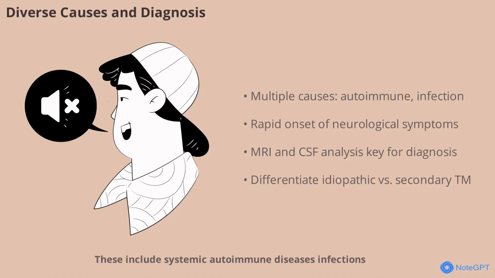Recent research highlights that acute transverse myelitis, ATM, is not a single disease, but rather a syndrome with many possible causes. These include systemic autoimmune diseases, infections, and even post-infectious responses. The clinical symptoms often develop rapidly, with patients experiencing weakness, sensory changes, and issues with autonomic functions. Diagnosing TM relies heavily on advanced imaging, such as MRI and analysis of cerebrospinal fluid.